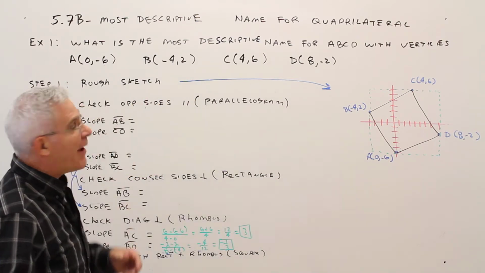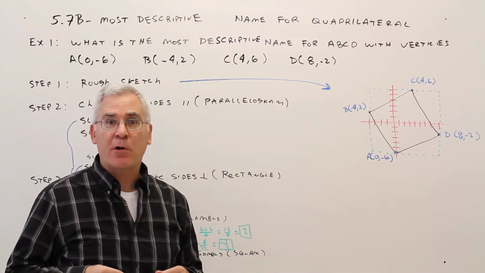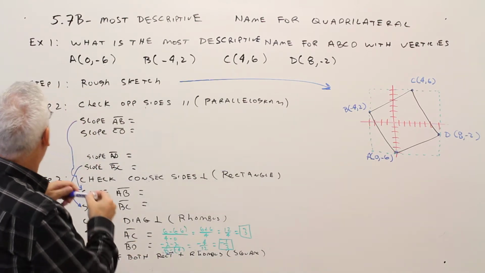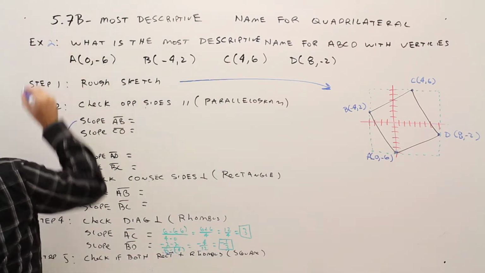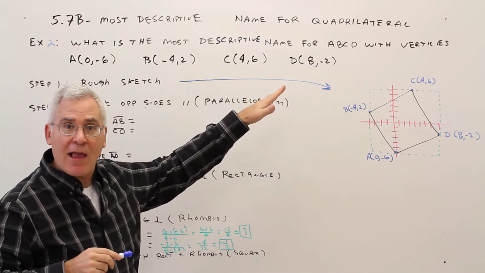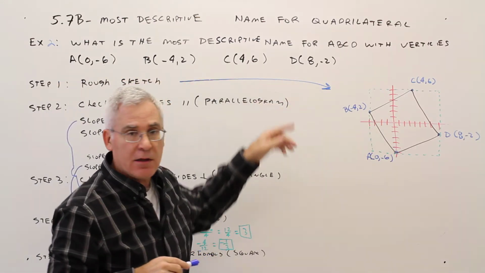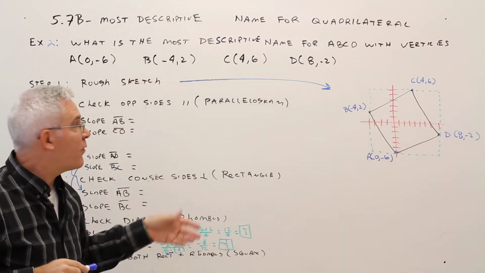Welcome to video 5.7b, another example with the most descriptive name for a quadrilateral. All right, so this is now example 2. What is the most descriptive name for quadrilateral ABCD with the following vertices? A, B, C, and D. Again, it's the same 5-step procedure.